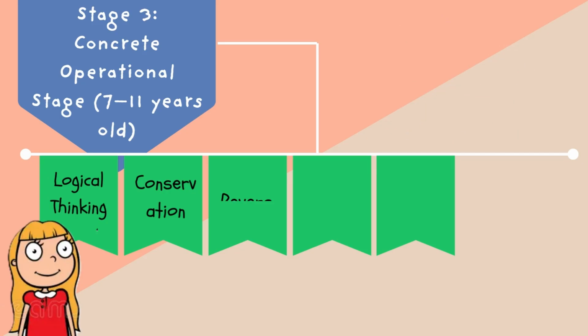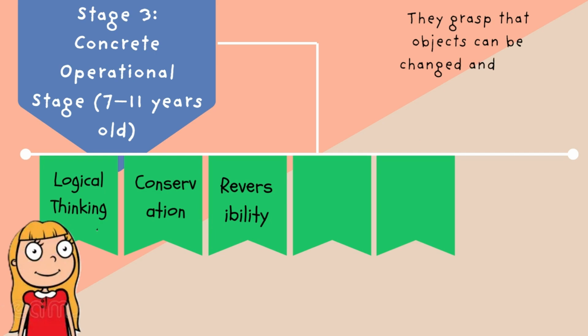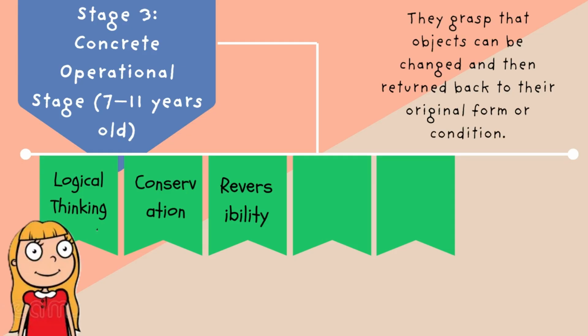And then pangatulo, reversibility, balik sa original state. Makasabot ang bata nga ang usa ka butang pwedeng usbon og ibalik sa dati. Example, kung i-roll nimo ang clay, pwede ra pod nimo i-flatten balik.